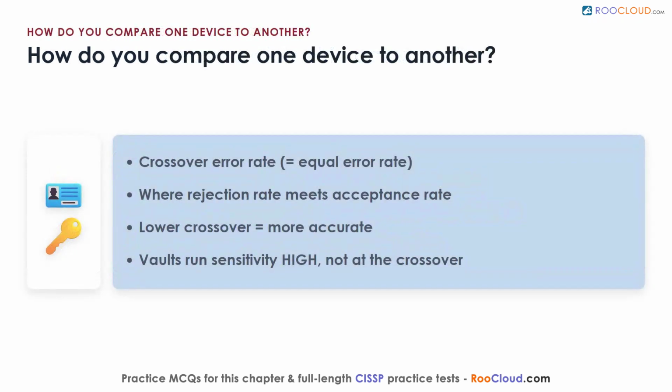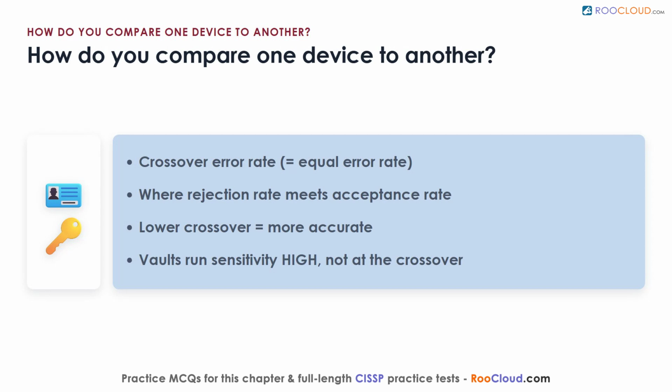How do you compare one biometric device against another? You use the crossover error rate, also called the equal error rate. As you slide the sensitivity, the rejection rate and the acceptance rate move in opposite directions, and the point where they meet is the crossover rate. A lower crossover rate means a more accurate device, so it is the standard yardstick for comparison. But you rarely run a device at that crossover point in practice. To guard a secure vault, you crank sensitivity high to nearly eliminate false acceptances, accepting more annoying rejections as the fair trade.